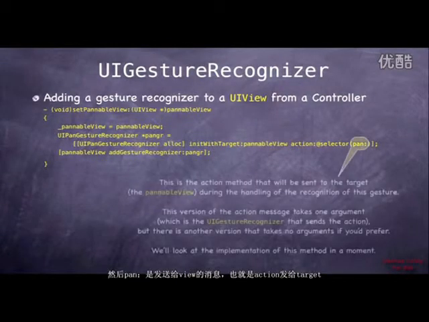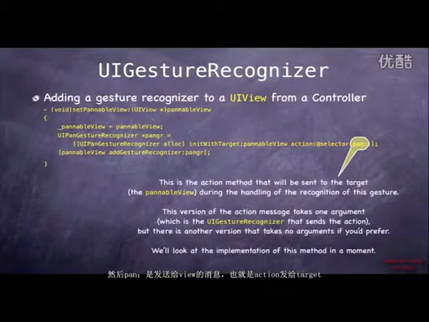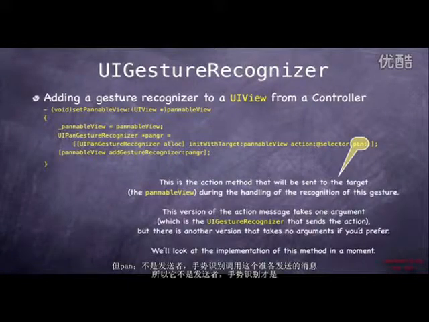And then pan: is the method that's going to be sent to the view. Okay, the action is going to be sent to the target when this gesture starts to be recognized and continues to be recognized. The argument to pan: is not sender, though. It's the gesture recognizer.